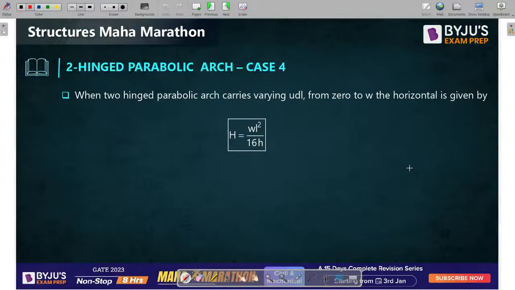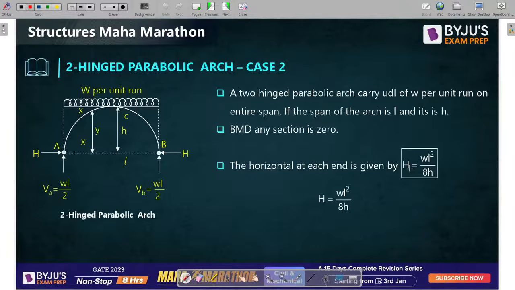Now if a UDL is placed on the entire span, then what should be the answer? If a UDL is placed on the entire span in case of a two-hinge parabolic arch, the answer will remain the same. There is no change. WL square by 8H. And in this case also, the same condition is applicable. Bending moment at any section is always equal to 0, right?